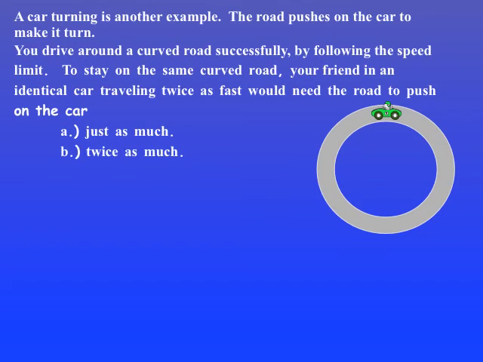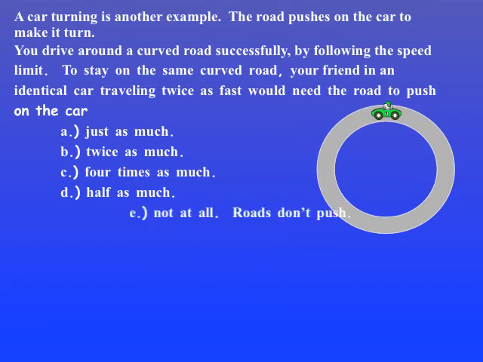The road, the force of friction, would have to be twice as much if the car is going twice as fast to make the same curve. If the car is making the same curve but going twice as fast, the road, the friction needs to be 4 times as much, or half as much, or not at all, because roads don't push. Well, the force of friction, the road pushing on the car, is making it turn. The force of friction perpendicular to the direction of the car will make the car simply turn. If the car goes twice as fast, the road needs to push more.